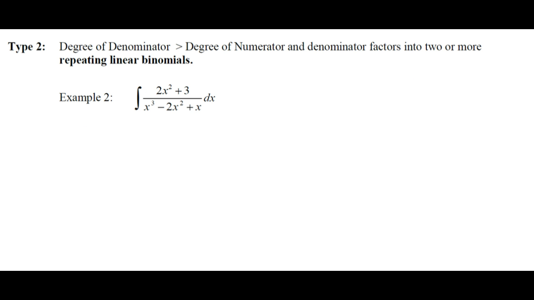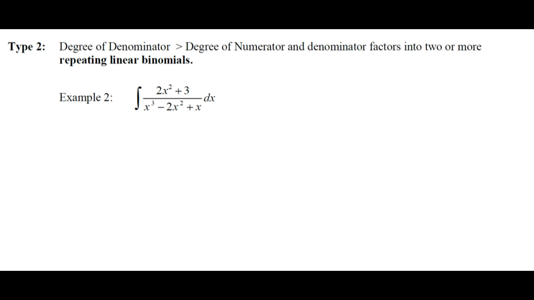Moving forward. Type 2. The degree of the denominator is still greater than the degree of the numerator, and the denominator factors into 2 or more repeating linear binomials.